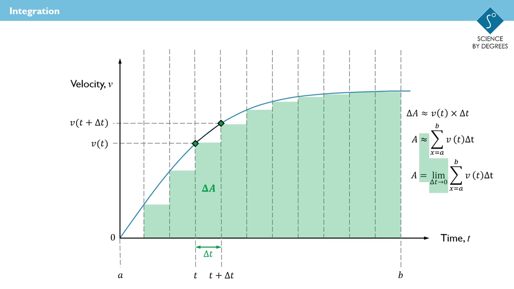When we write this mathematically, we make the following replacements. The limit of the sum becomes the elongated S symbol. The finite time interval delta t becomes an infinitesimal time interval called a differential dt. Then the area under the curve is given by this expression, which is read as the integral of v with respect to t, from t equals a to t equals b. And the process of calculating this integral is called integration.